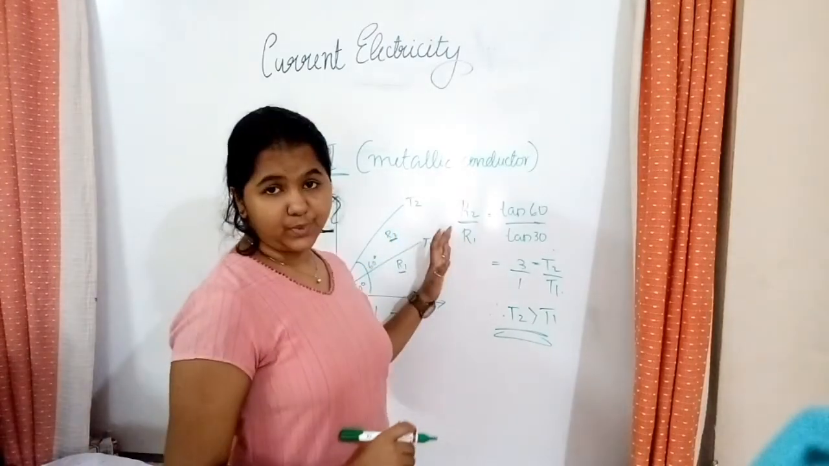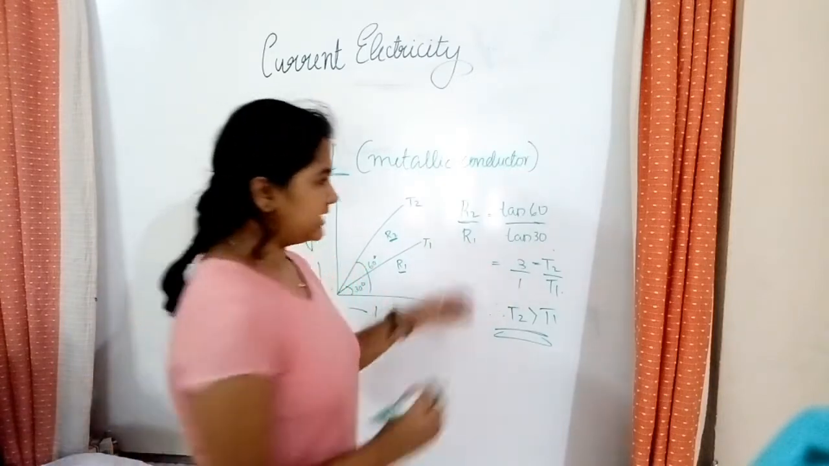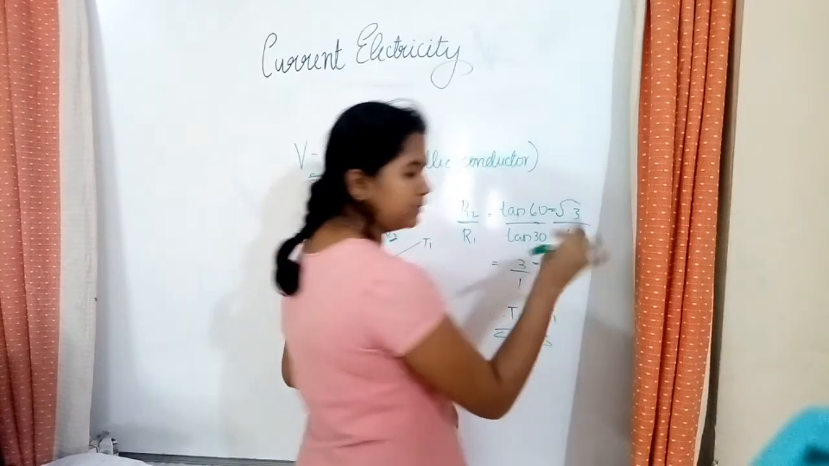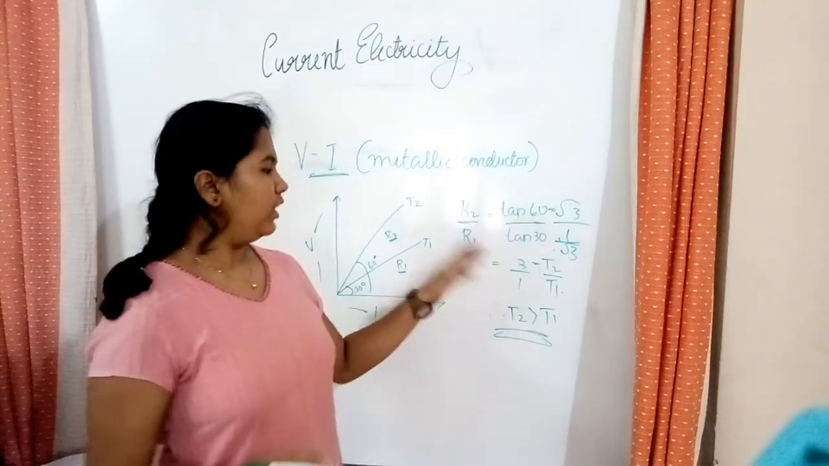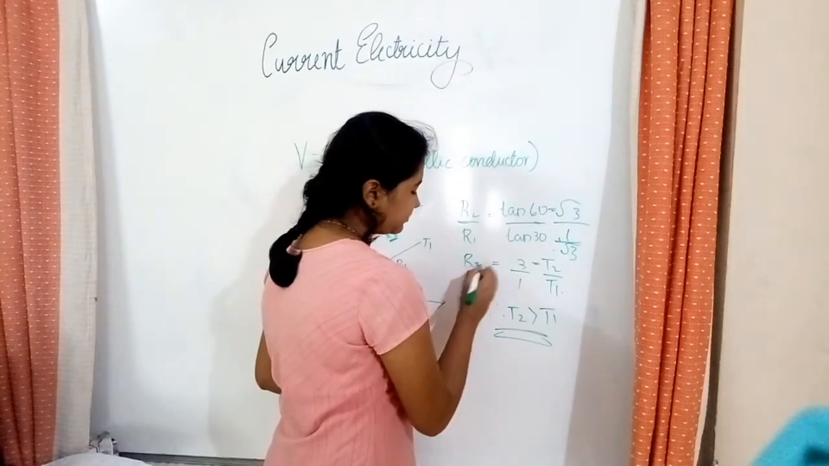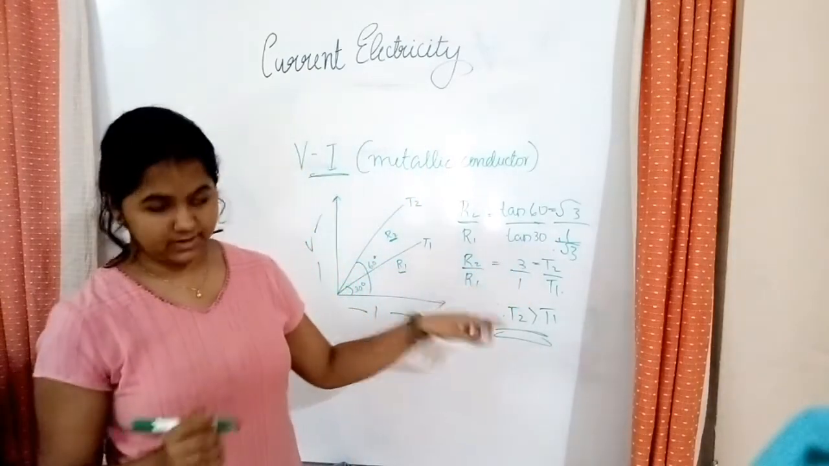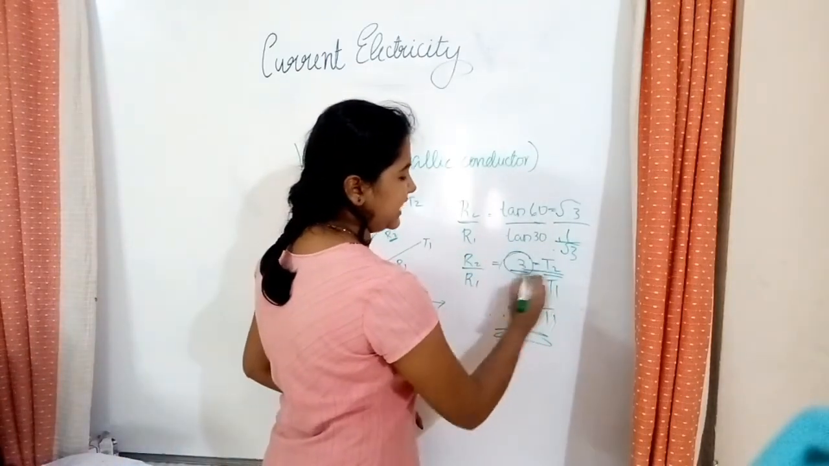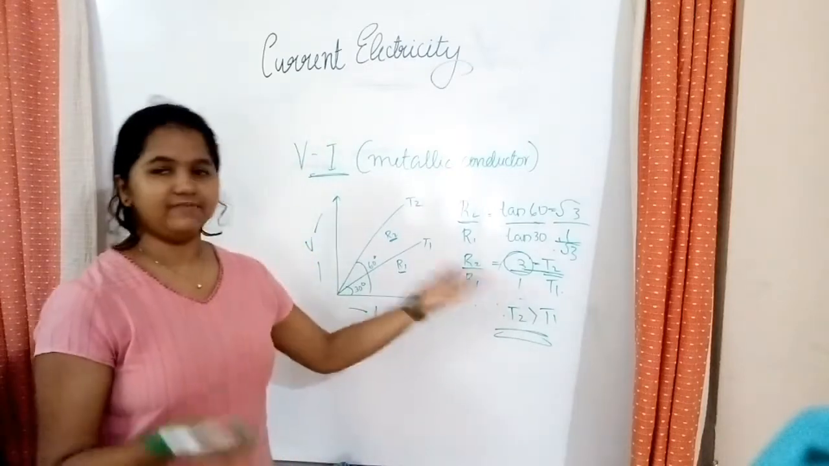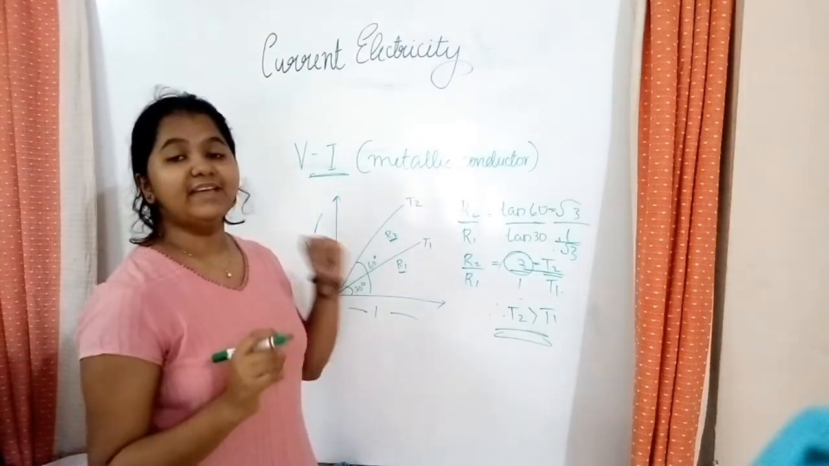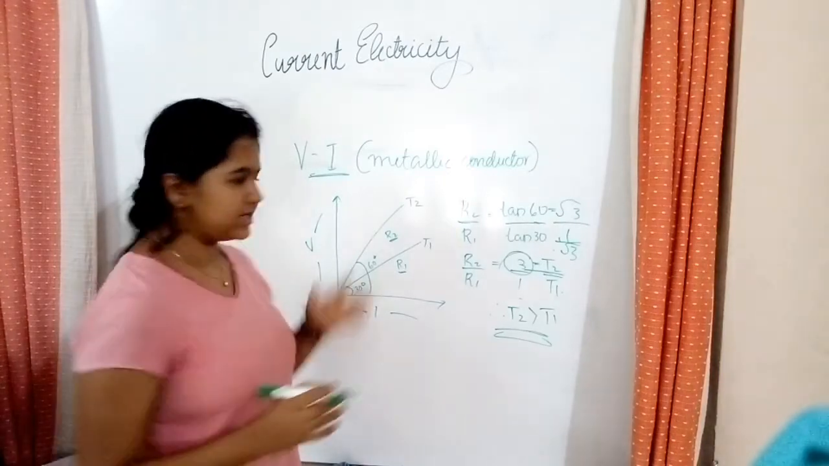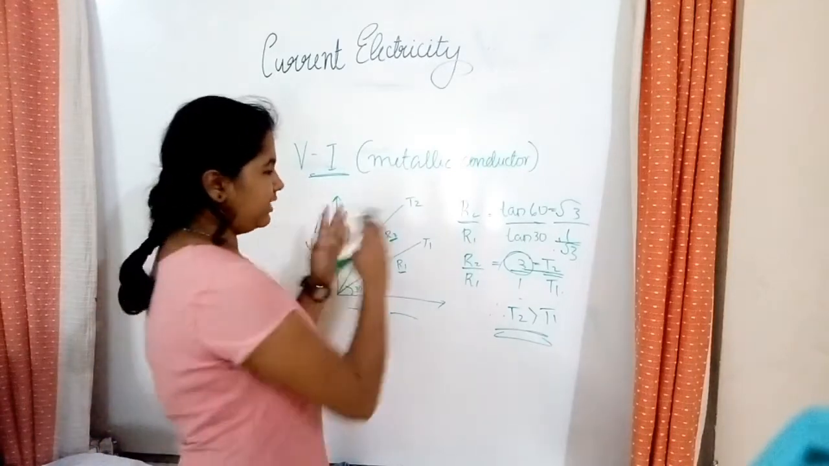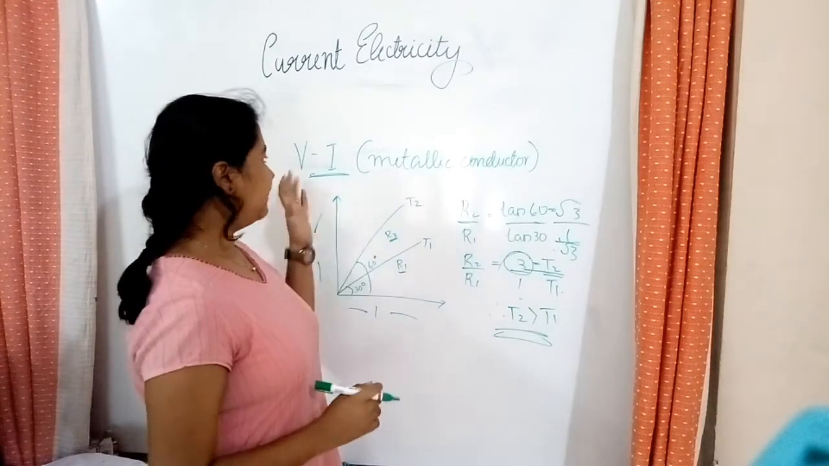So R2 by R1 is equal to tan 60 by tan 30. That is root 3 divided by 1 by root 3. That would be root 3 into root 3, which is equal to 3. So R2 by R1 is equal to 3 by 1, which is equal to T2 by T1. From here you can see T2 is greater than T1. We have reached the conclusion of the VI graph. From the VI graph, what did we understand? The one with the larger angle will have more temperature. So this is the VI graph.